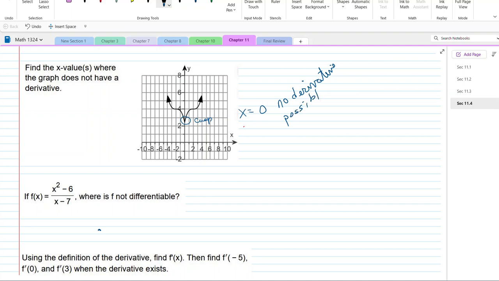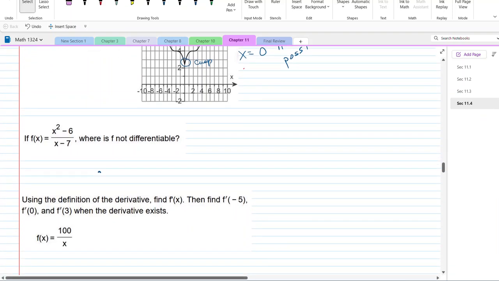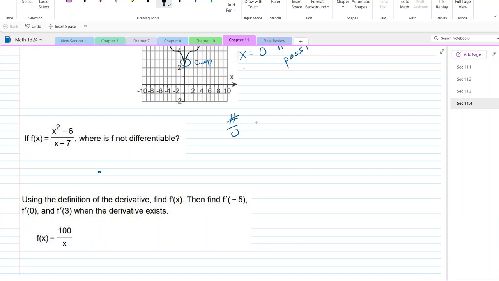All right. So in this one, we're looking at a rational function, and we know we can't have a number divided by 0 because it is undefined. So therefore, we have some kind of break in the graph at, we set the denominator equal to 0 and solve.